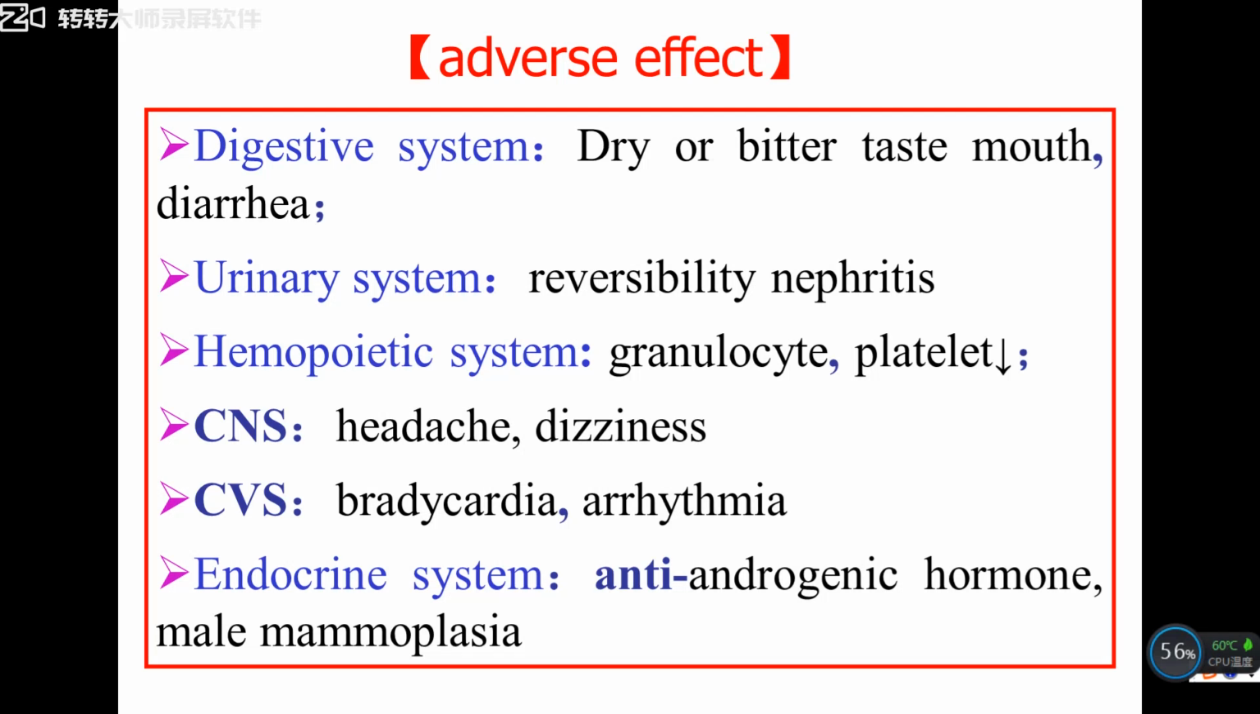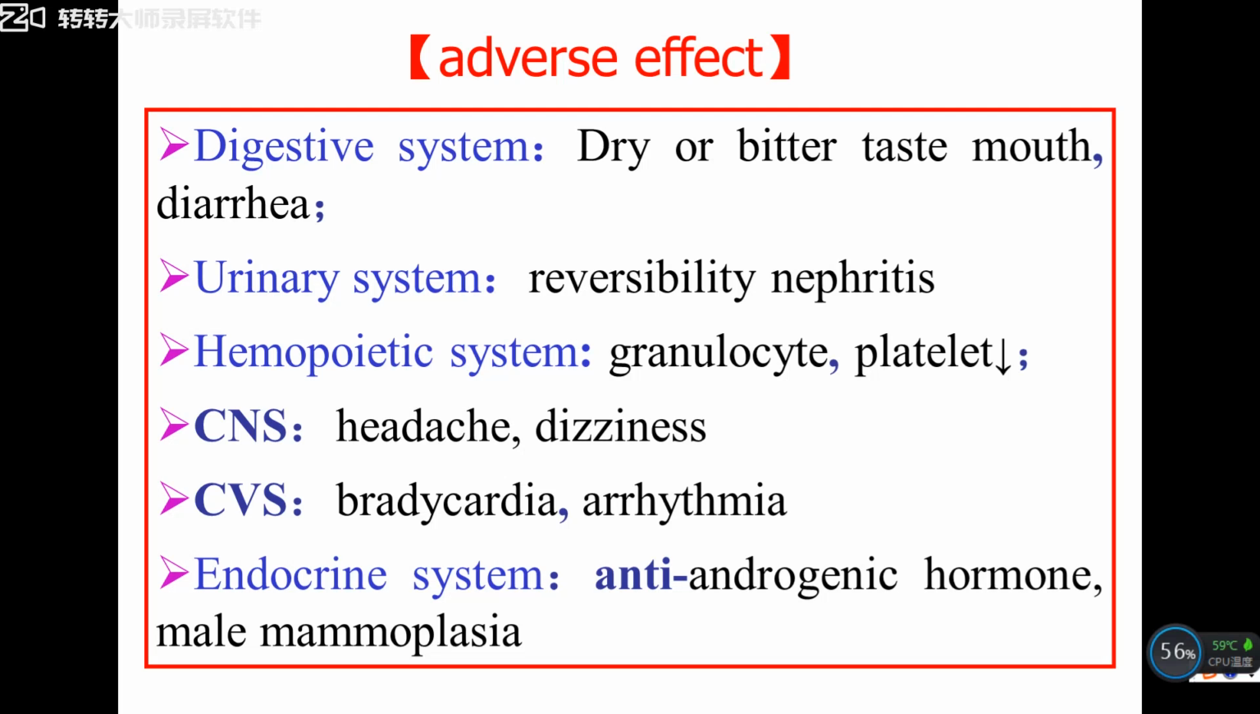For the endocrine system, long-term use may induce adverse actions such as, in male patients, myoplesia. But in fact, we should know that the adverse actions of histamine 2 receptor blockers are mild and few. It is one kind of safe drug.